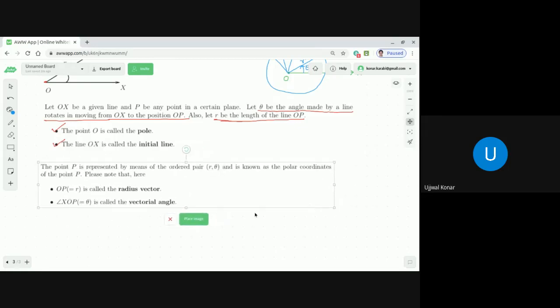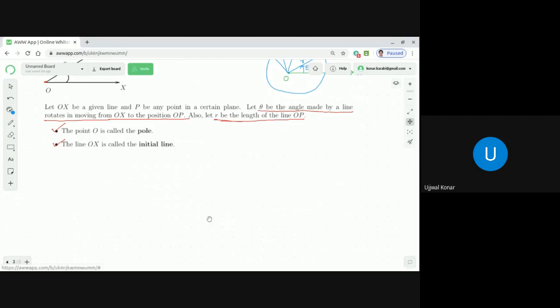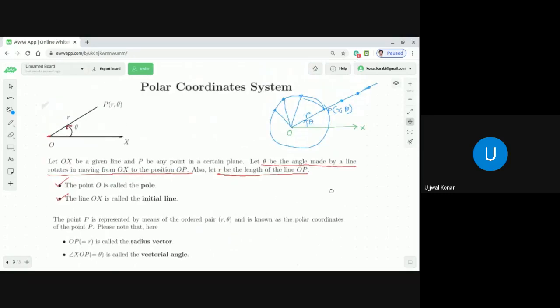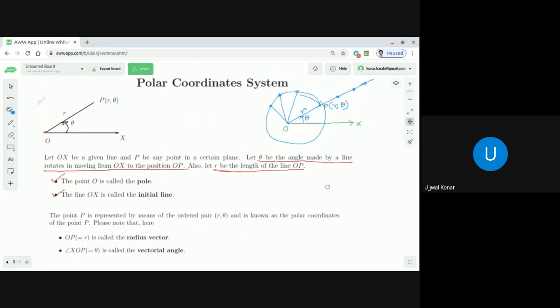So with this we are done with the polar coordinate system. The fundamentals of the polar coordinate system we will discuss later in detail when different situations come. But this is the fundamental idea of the polar coordinate system.